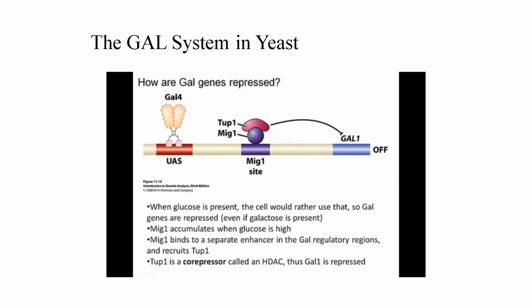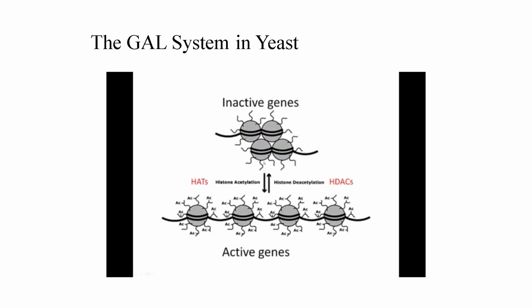When MIG1 binds to the DNA here, it will recruit a second protein called TUP1. Now TUP1 is called a co-repressor, and it has a certain enzymatic activity. It is a histone deacetylase. All right. Now, if you remember, histone deacetylases remove those acetyl groups from the nucleosomes, and the result of that is that the chromatin is more tightly packed. We can't move those nucleosomes around as well, and you tend to have inactive genes in that region.